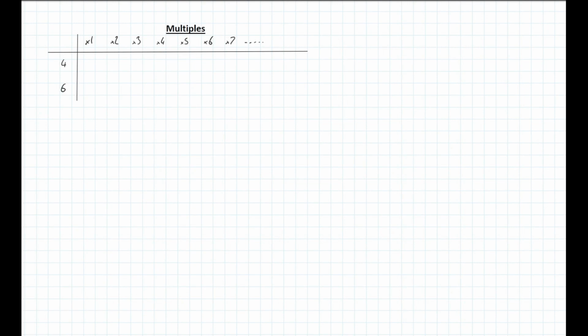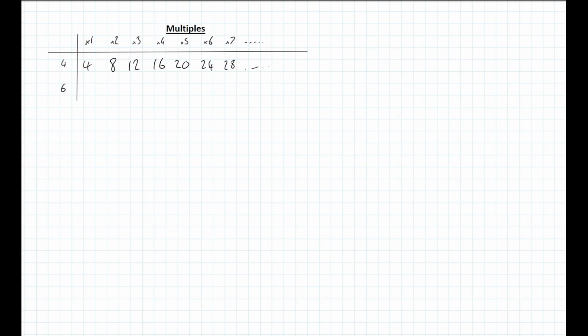Now let's have a look at multiples. So multiples are just when you have multiple lots of the same number. So if I had the number 4 here, and I had one lot of 4, so 4 times 1, that is just going to be 4. 4 times 2, that is going to be 8. 4 times 3 is going to be 12, 16, 20, 24, 28, and so on.